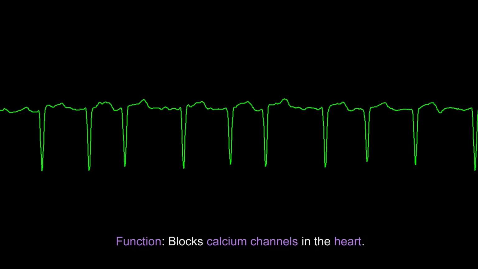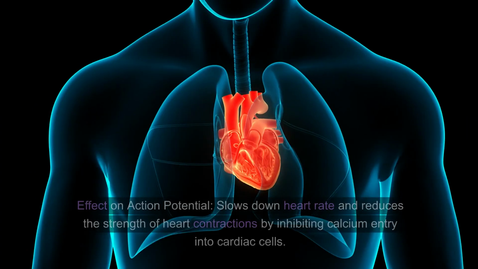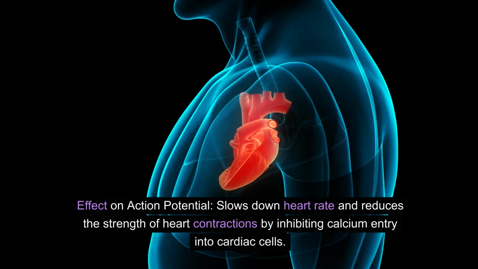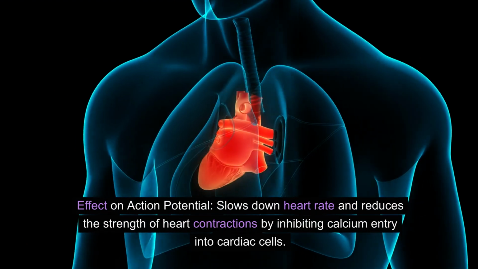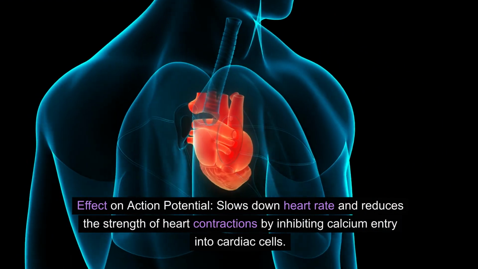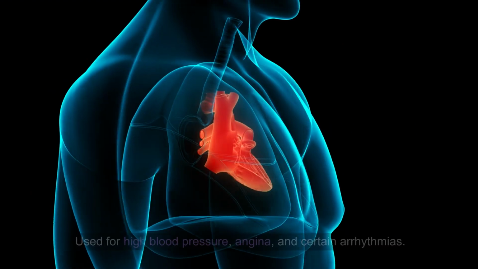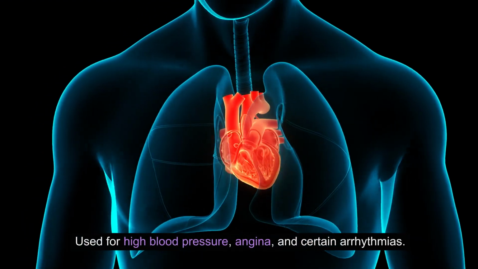Verapamil, function, blocks calcium channels in the heart. Effect on action potential, slows down heart rate and reduces the strength of heart contractions by inhibiting calcium entry into cardiac cells. Used for high blood pressure, angina, and certain arrhythmias.